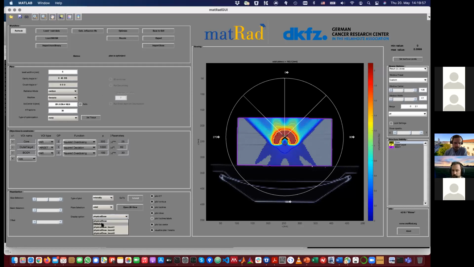And I guess I still have here in the RBE times dose, this should be the proton dose distribution. So this is basically now the proton dose distribution, and now I'll switch over to the carbon ion dose.